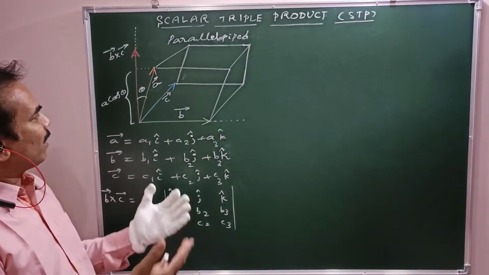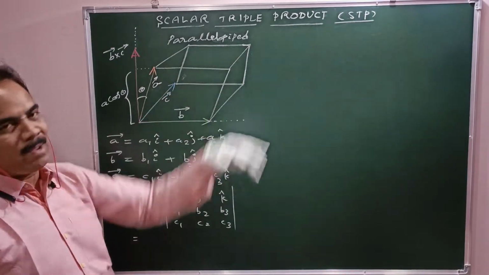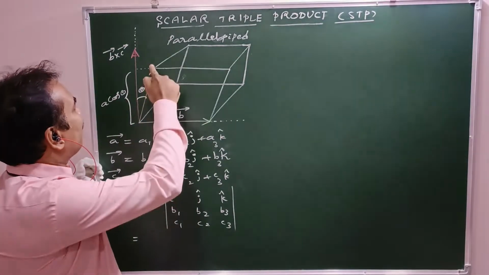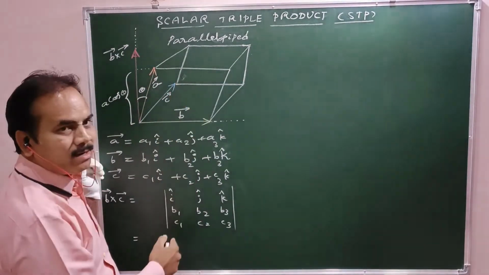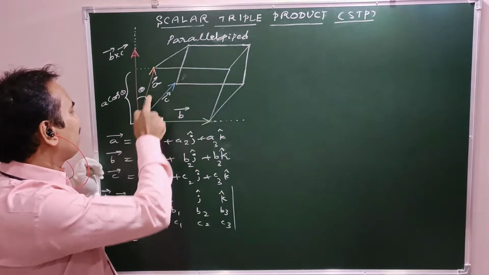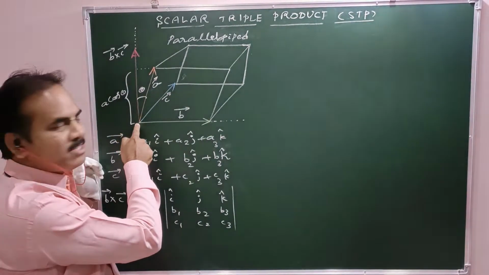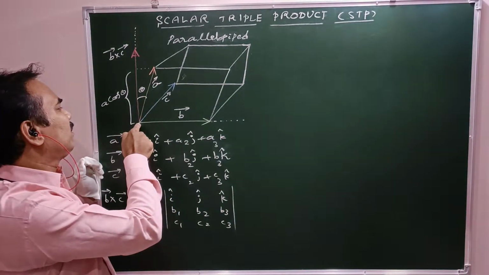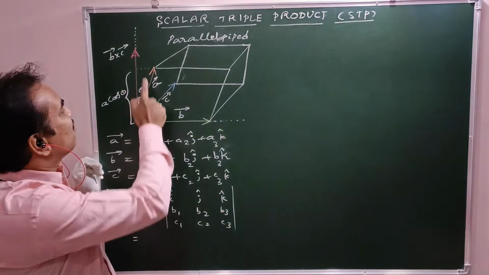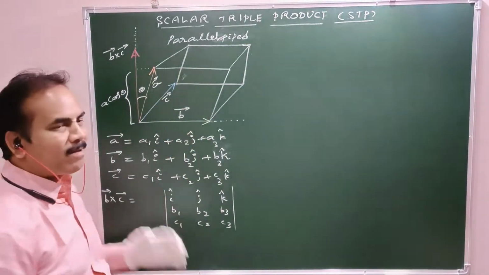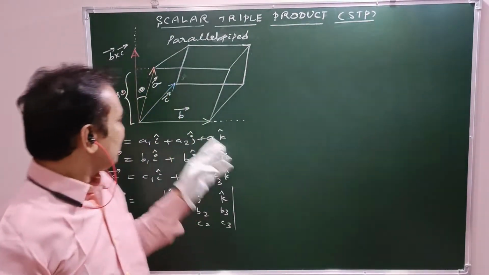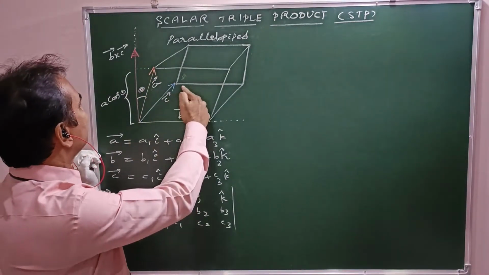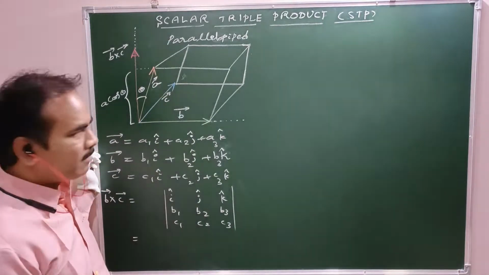Here we have constructed one parallelepiped making use of these three vectors. Here it is a bar, here it is b bar, here it is c bar. All three vectors are meeting co-initial, that means coterminous. These three vectors are coterminous vectors taken as the edges of the parallelepiped. A parallelepiped is a three-dimensional figure.